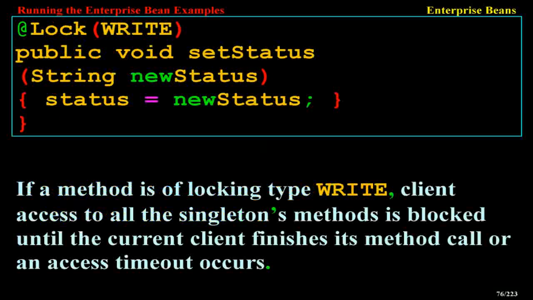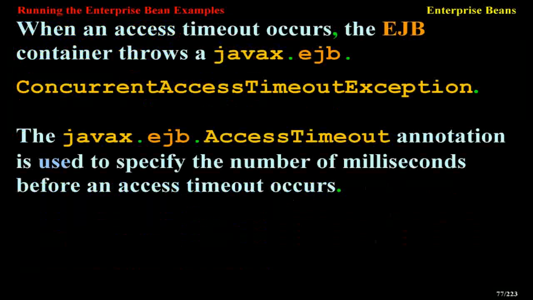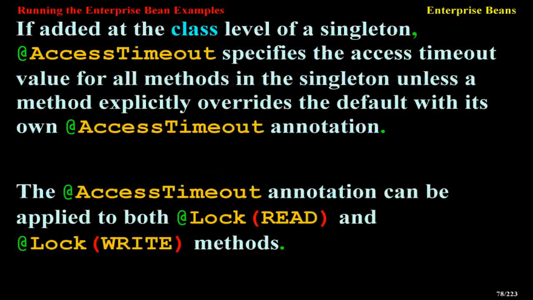If a method is of locking type WRITE, client access to all the singleton's methods is blocked until the current client finishes its method call or an access timeout occurs. When an access timeout occurs, the EJB container throws the javax.ejb.ConcurrentAccessTimeoutException. The javax.ejb.AccessTimeout annotation is used to specify the number of milliseconds before an access timeout occurs. If added at the class level of a singleton, AccessTimeout specifies the access timeout value for all methods in a singleton unless a method explicitly overrides the default with its own AccessTimeout annotation.